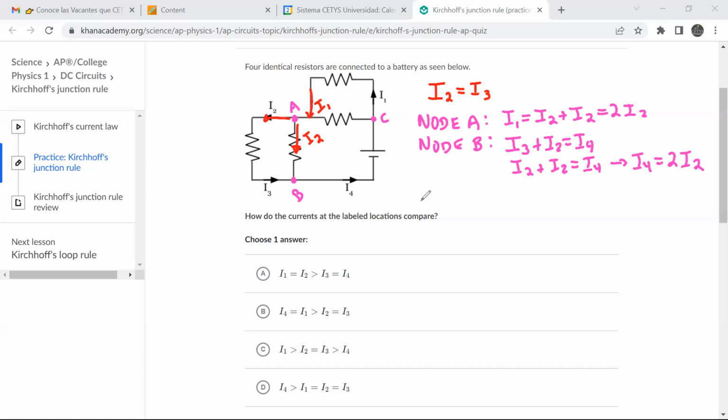Lastly, let's look at node C. What is going into node C and what is going out? I4 is going in, and what's happening there? This is going to split. So if this is I1, then what is going out as I1 as well? So we're going to have I1 plus I1. This is 2 times I1. Okay.